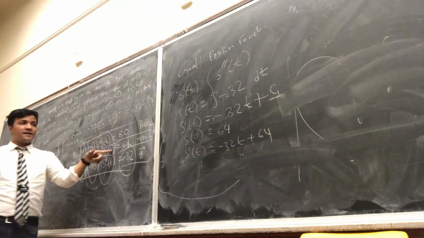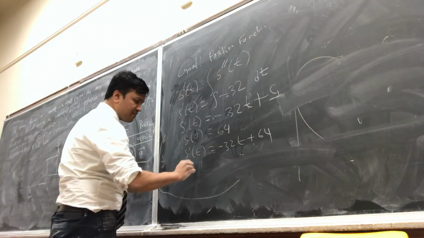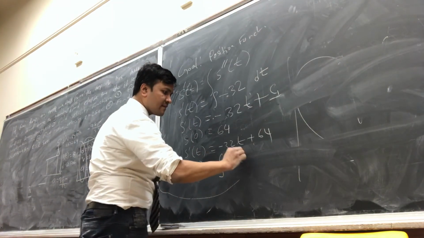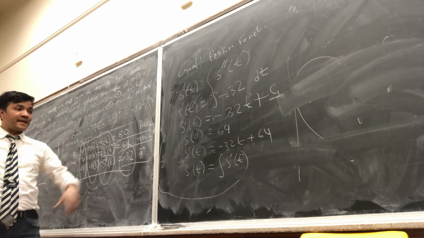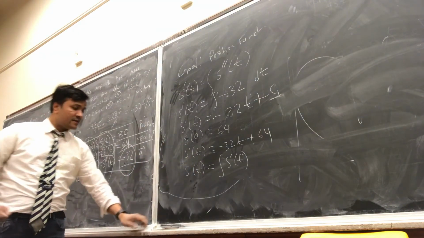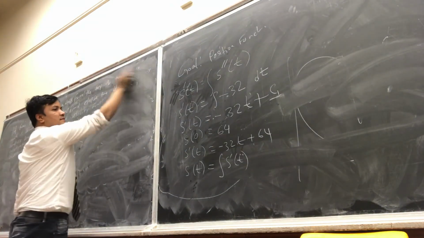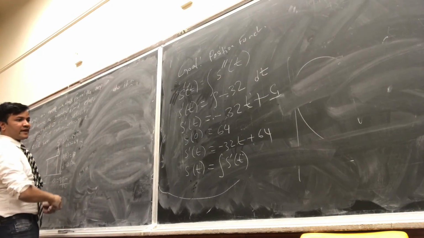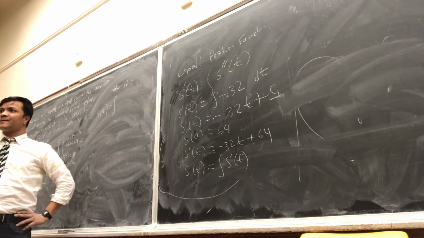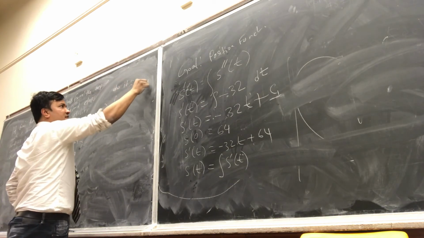Now we are here. Now we have to go where? The final stage. So we are going to write s of t and then s prime of t, right? Because this is our goal. Let me erase this one. So what are we going to write? S of t, integral sign. What is s prime of t? Anybody knows? Negative 32t plus 64 dt.